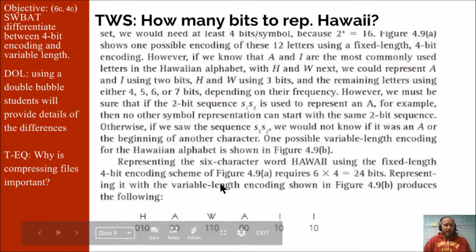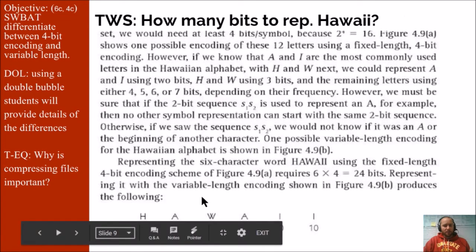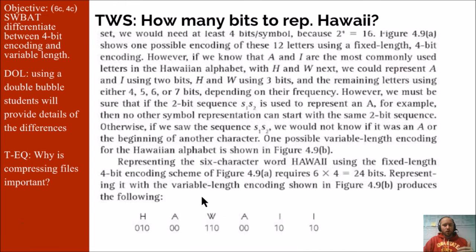So here's why. The ordering is being created because of the word Hawaii. If I'm trying to find a way to save the word Hawaii in the smallest way possible, this encoding is the way I'd go, the variable encoding. H would be 0 1 0, A would be 0 0, W would be 1 1 0, A, I already said A, 0 0. And then the two I's would be 1 0.